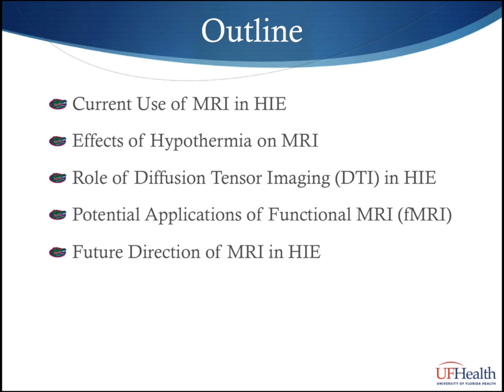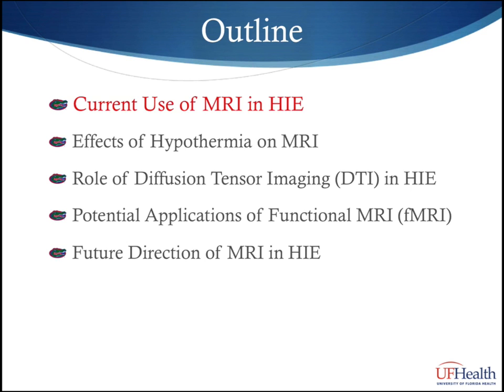We will first discuss the current use of MRI in HIE, including a review of the literature combined with some institutional experience. Then we will briefly discuss the literature evidence on the effects of hypothermia with respect to MRI. We will briefly review the role of diffusion tensor imaging in HIE, but I want to focus more time on the potential implications of functional MRI. Lastly, we will discuss the future direction of MRI and the role in HIE.